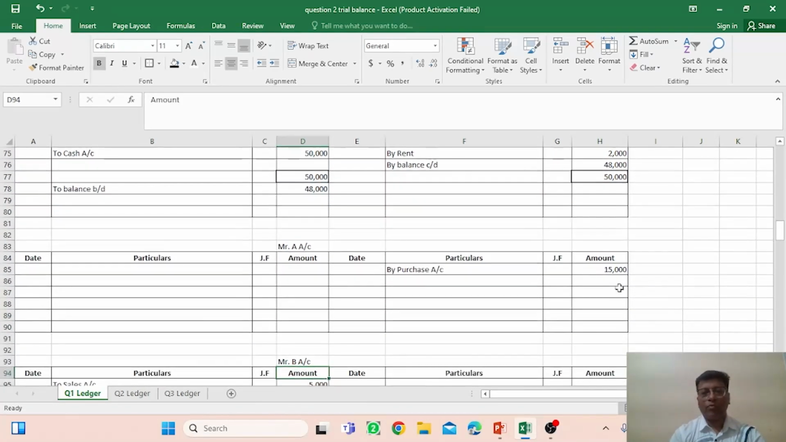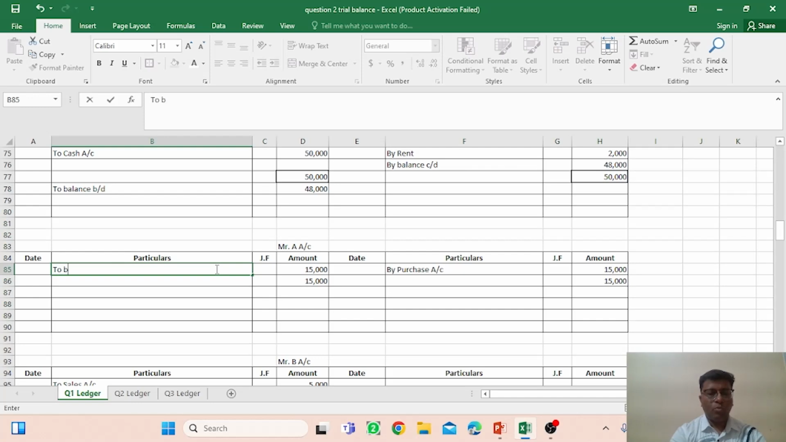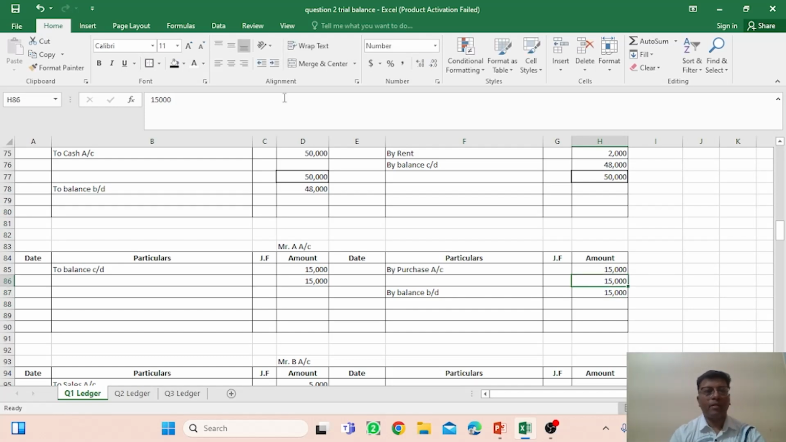And A's account would be closed by 15,000, and again 15,000, and again 15,000, and to balance CD, and by balance brought down, right, rupees 15,000, and this is the total.